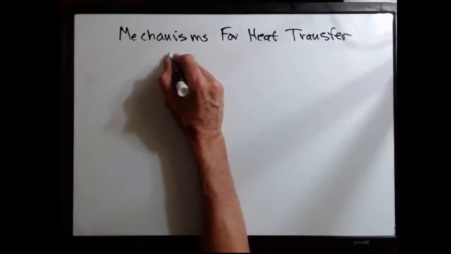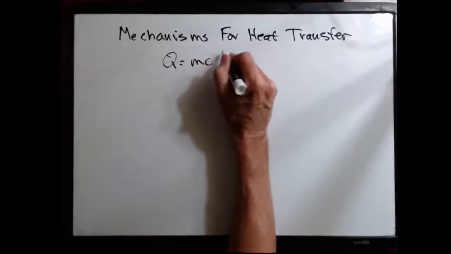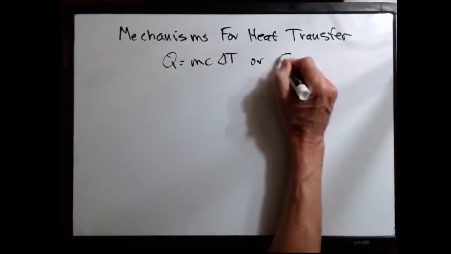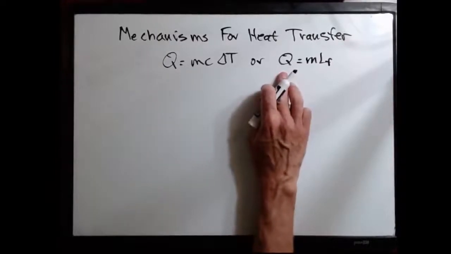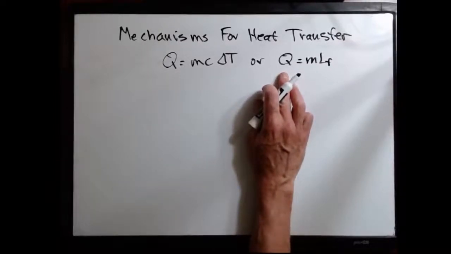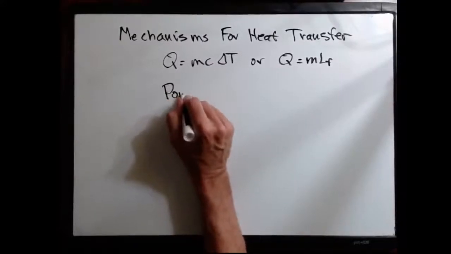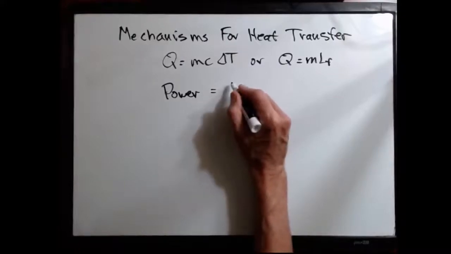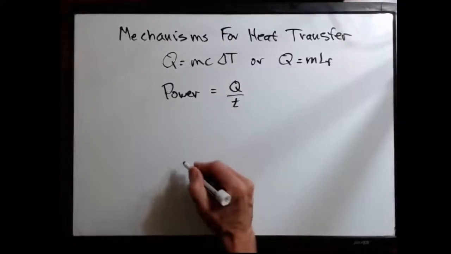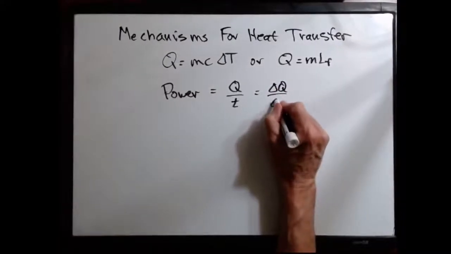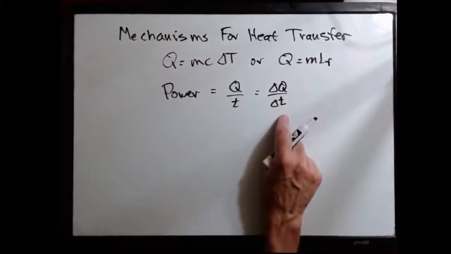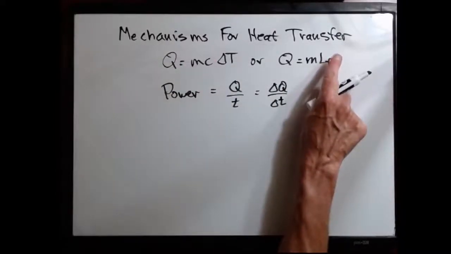And so before we said things like Q is equal to MC delta T, or Q is equal to M L sub F. What we're going to look at now is how fast does the heat move? It turns out heat moves faster through some materials than others. Metals conduct heat very well. Insulators don't conduct it as well. And so we'll be looking at the power, which is the rate of heat flow, Q over time. You could write it as delta Q over delta T or something like that. Rates of heat flow and what the mechanisms are for that.